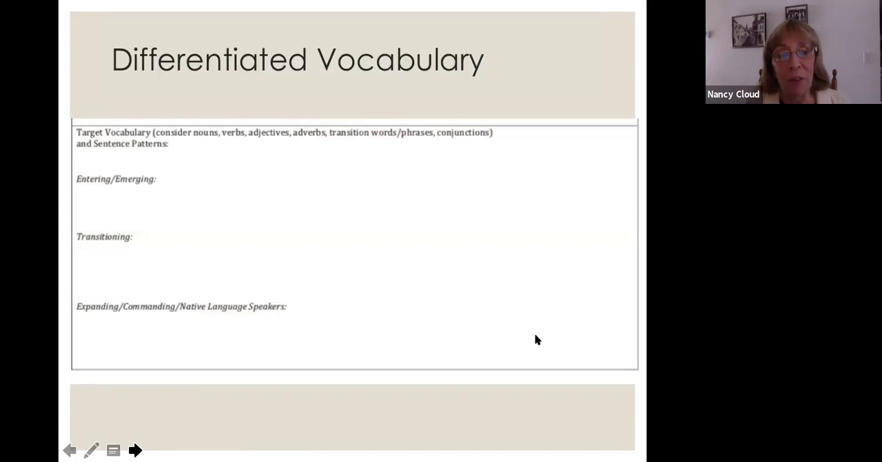Now, the third box is for the differentiated vocabulary. In this box, notice I've distributed it across entering and emerging as one group, transitioning as a second group, and expanding, commanding, and native language speakers as the third group. So I'm not going to have 100 groups for vocabulary.